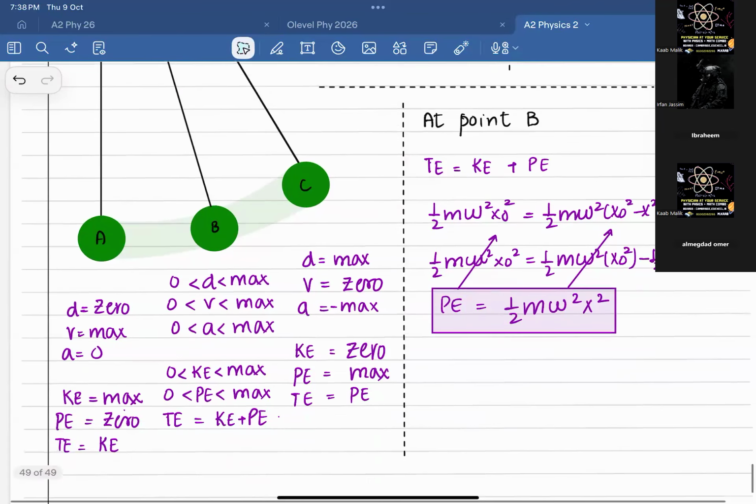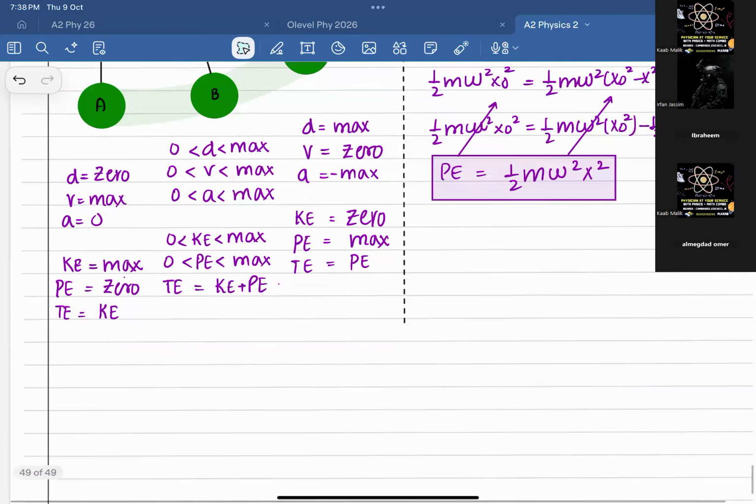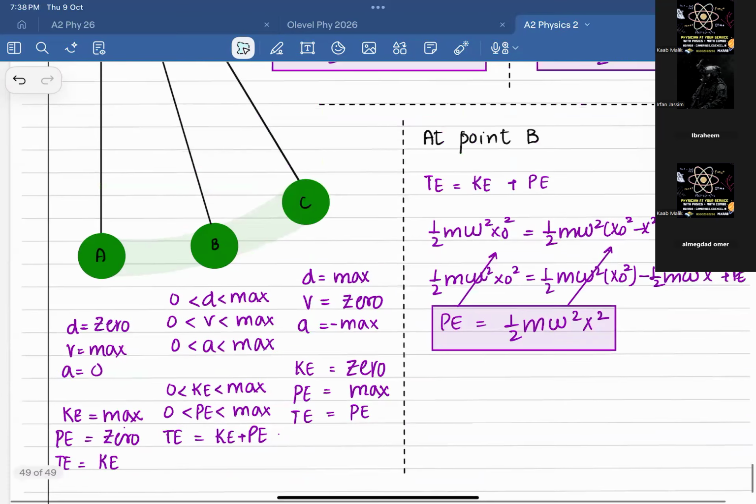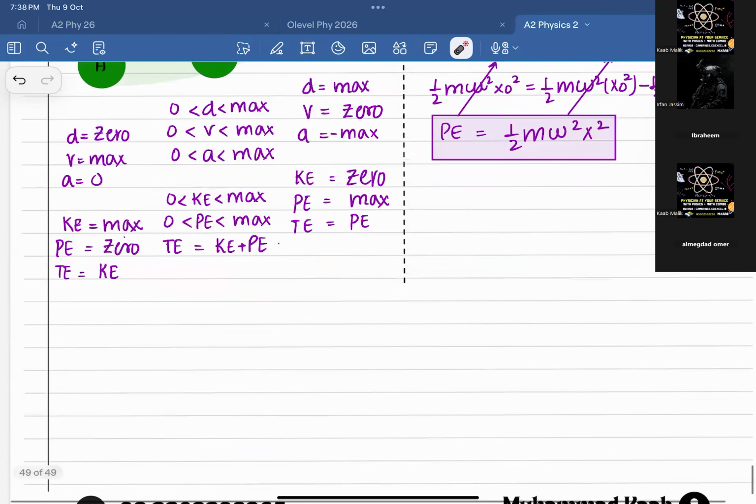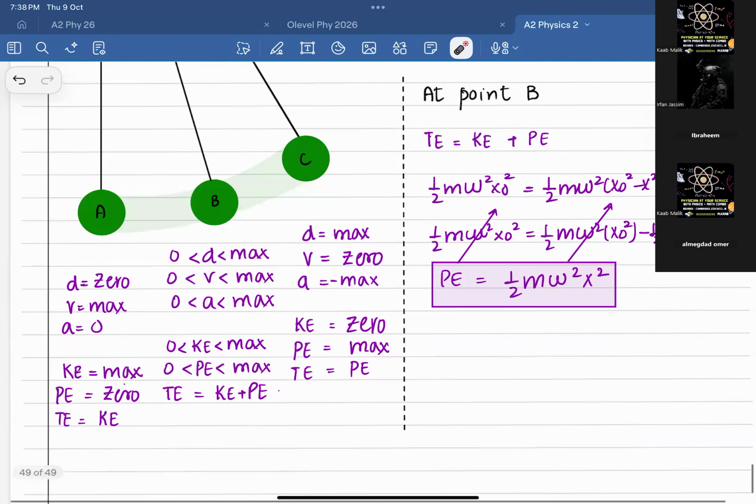Can you guys tell me what will be the displacement exactly in the center of the oscillation? Or what will be the relation between the position and the velocity at that point?